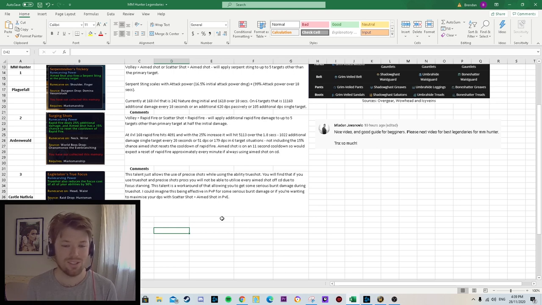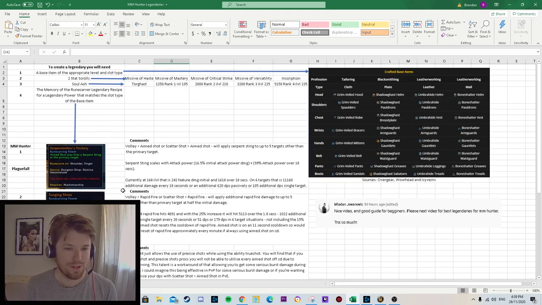I'm not exactly sure how much this is going to affect the DPS. We'll have to do some testing once in game we actually have the legendaries. But I've just put this as third because I think it could actually end up being quite good. But that pretty much concludes it.